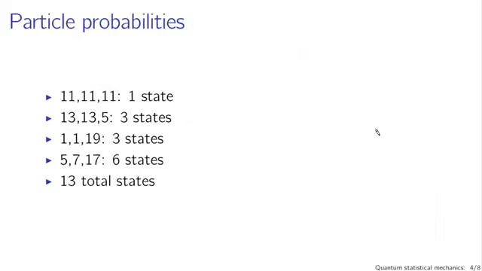Well, what actually happens is if we're working with distinguishable particles, first of all, these states are equally likely. So I have one state with 11, 11, 11, three states with 13, 13, 5, three states with 1, 1, 19, six states with 5, 7, and 17, distinct by the order. If the particles are distinguishable, these states are all distinguishable. The 5, 7, and 17 is distinct from 7, 5, 17, for instance. So in distinguishable particles, there's no problem with any of these states. With our fundamental assumption in statistical mechanics that all states with the same energy are equally likely, I can calculate some probabilities.